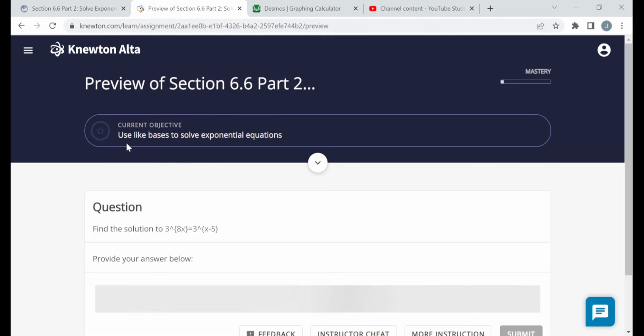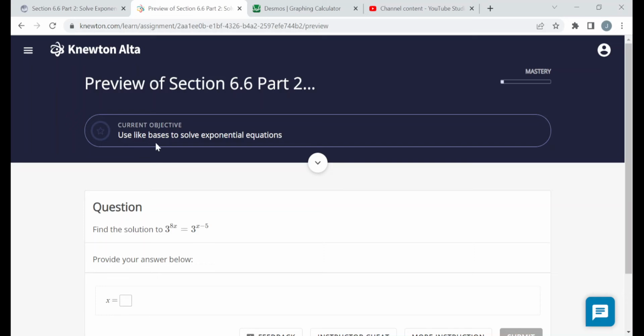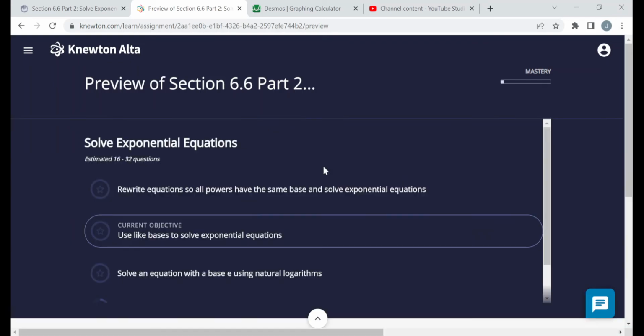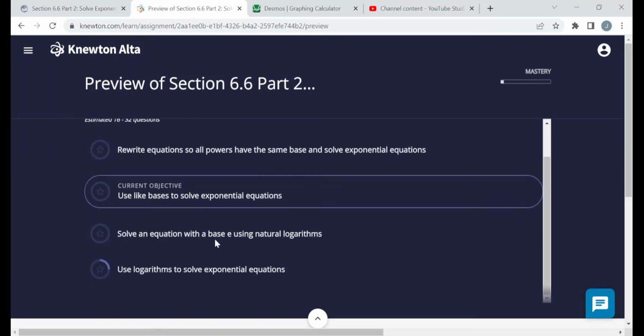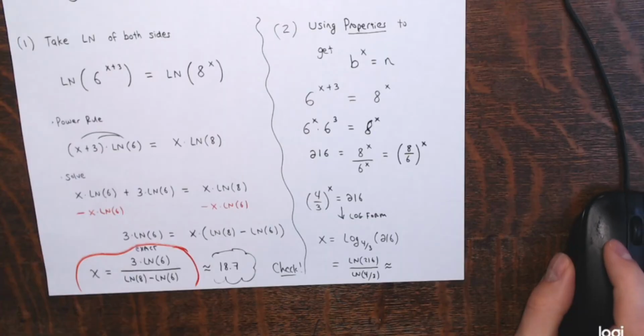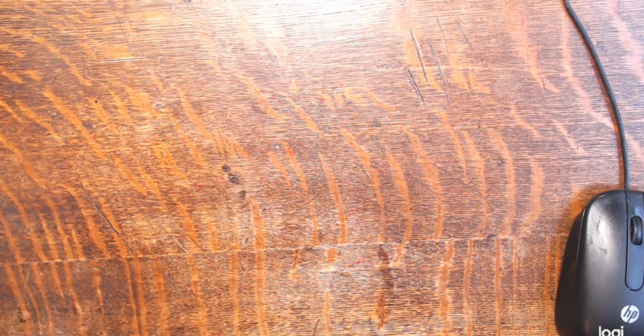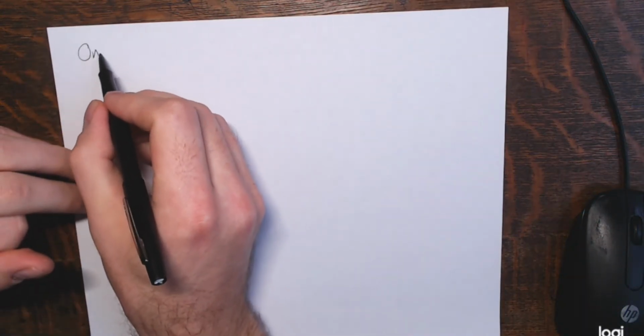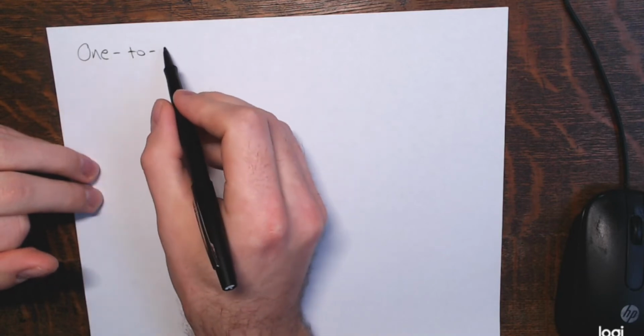So now we're back to this, use like bases to solve exponential equations. And this also kind of ties into the one-to-one property. Remember how there was a one-to-one property for logarithms? There is a similar one-to-one property for exponential functions. So I'll write that out. But this time I'm not going to draw the graphs like I did with the logarithms. You can look at those on your own.